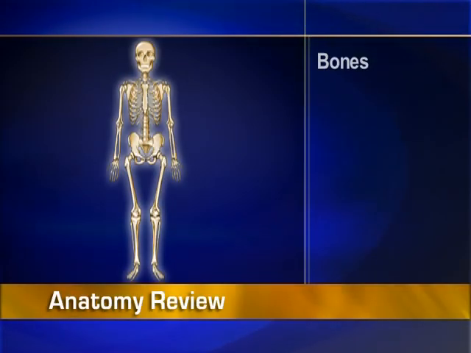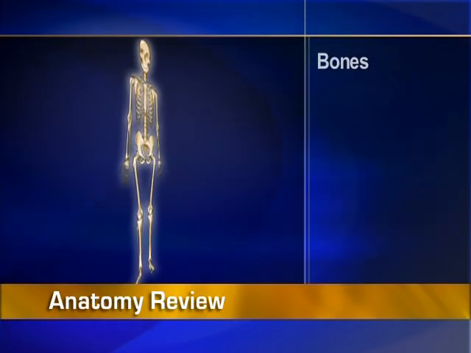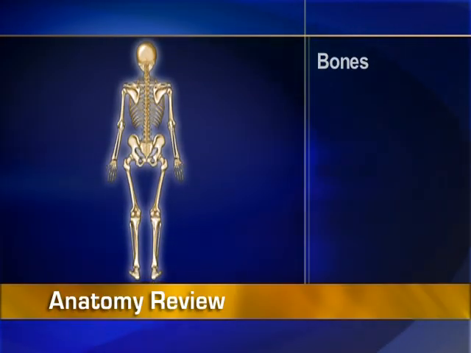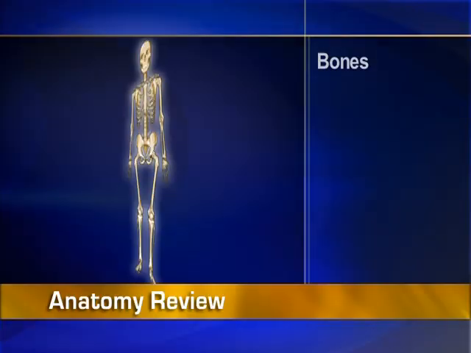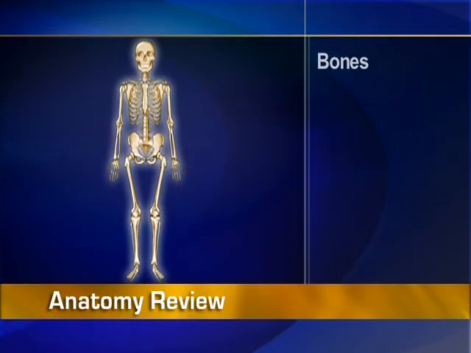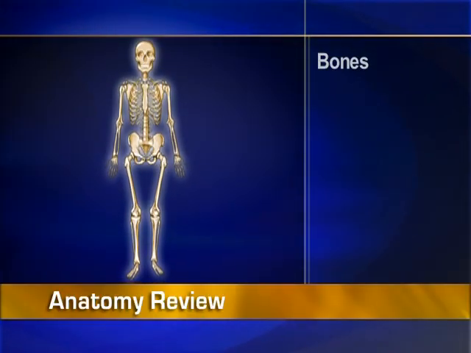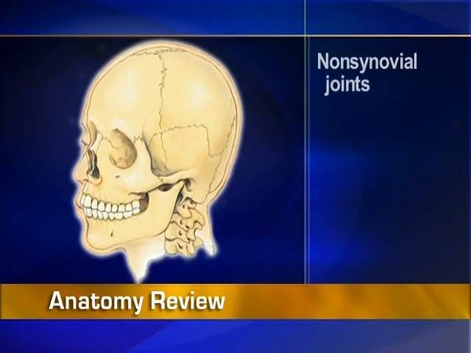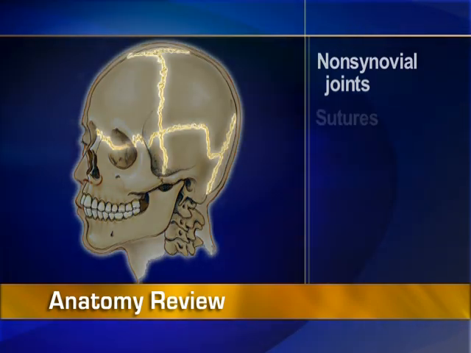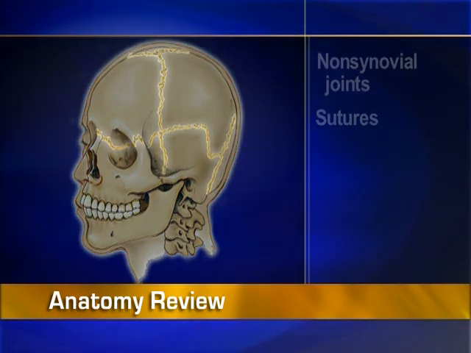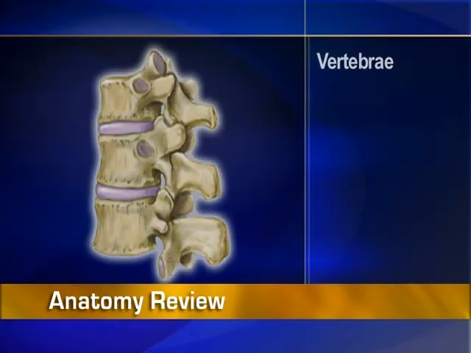Before examining the musculoskeletal system, consider its anatomy. The skeleton is made up of 206 bones. Many of them are connected by joints, which allow mobility. Non-synovial joints unite bones by fibrous tissue or cartilage. They may be immovable, like the sutures in the skull, or only slightly movable, like the vertebrae.